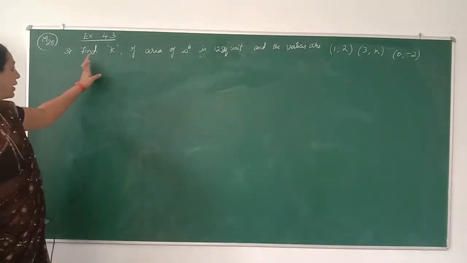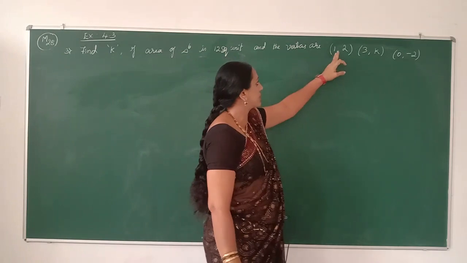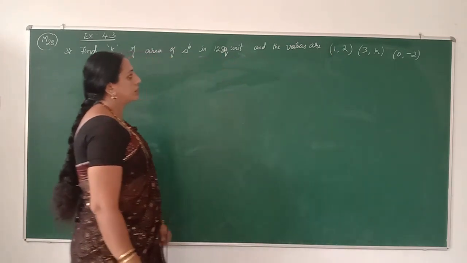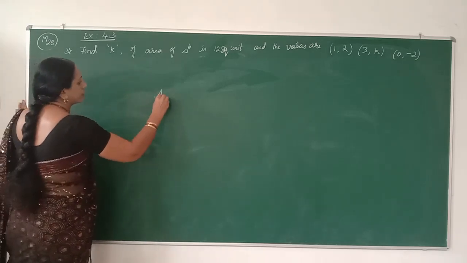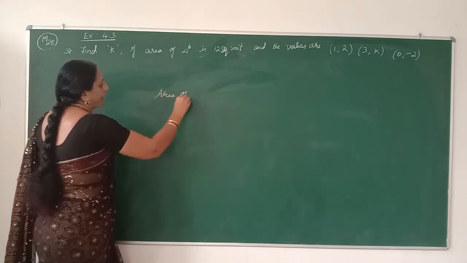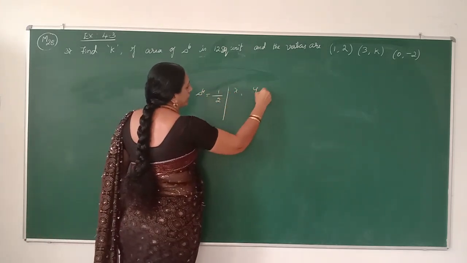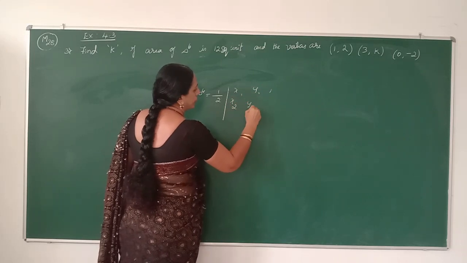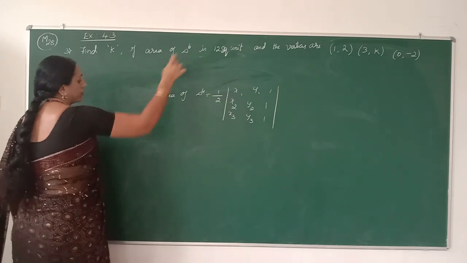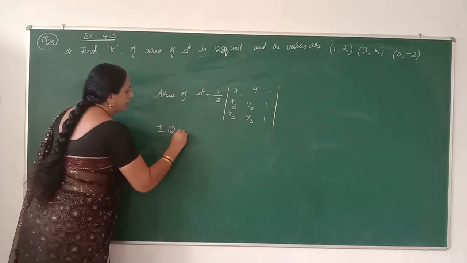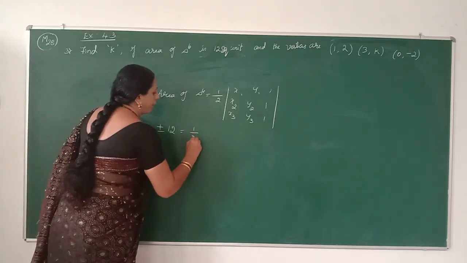Next one, find k if the area of triangle is 12 square units and the vertices are (1, 2), (3, k) and (0, -2). Now again, first we will consider the area of triangle as the determinant of x1, y1, 1, x2, y2, 1, x3, y3, 1. Now the given area is 12, and it's represented as plus or minus 12 is equal to half.